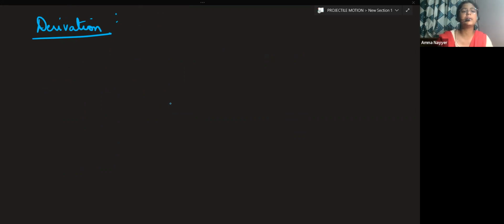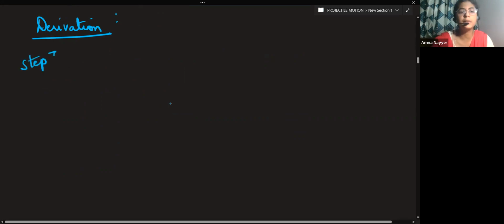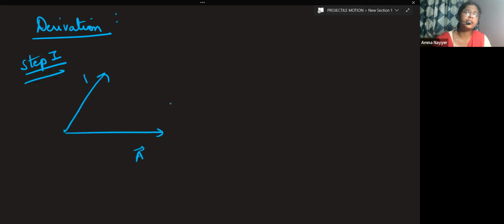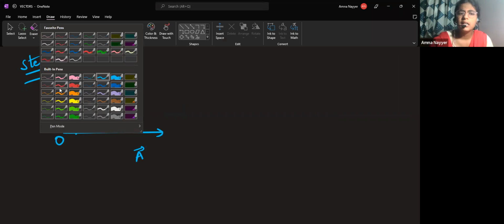Now see, the first step is the geometrical construction. Geometrical construction means these are the two vectors given. Let's say this is vector A, this is vector B. They are making an angle of theta. This point is some point, let's say this is point O. Now, geometrical construction means you have to complete the parallelogram. Why do you have to complete the parallelogram?